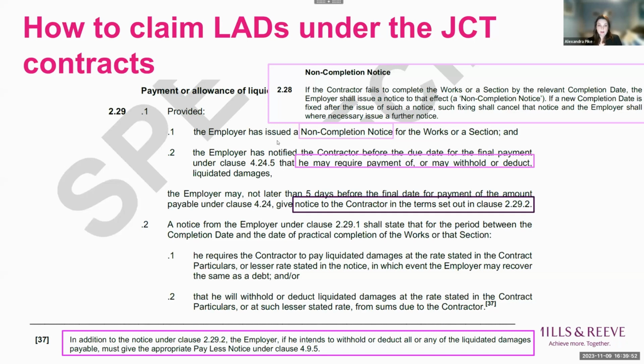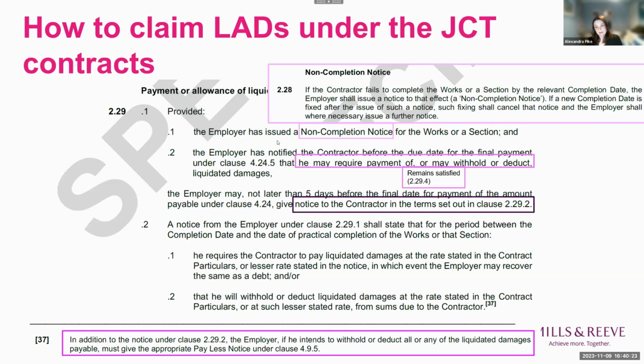So the employer must notify the contractor that the employer may require payment of or may withhold or deduct liquidated damages. And note the various options in that. Employers, make sure you include them all in your notice, and contractors, if you notice that they aren't all included, just keep an eye out when the money is eventually deducted as to whether they use the method of claiming the money that they've stated in the notice.